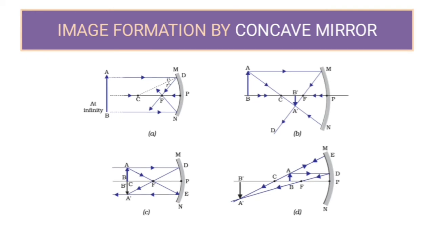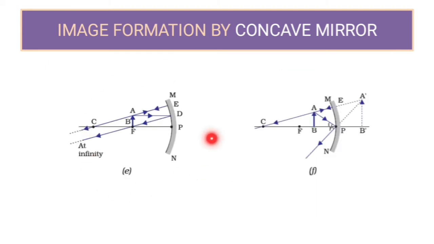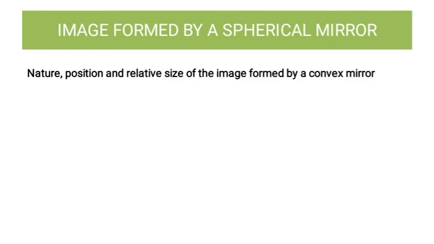After these 4 cases, we are going to discuss the remaining 2 cases. Here the object is at focus and the image is formed at infinity, while if you bring the object even closer, somewhere between focus and pole, then the image will shift to the back of the mirror. It will be enlarged, it will be erect, but it will be virtual, not real like the earlier cases.